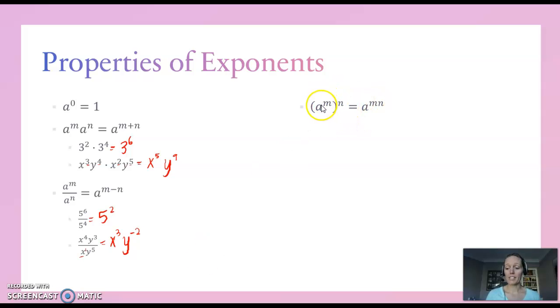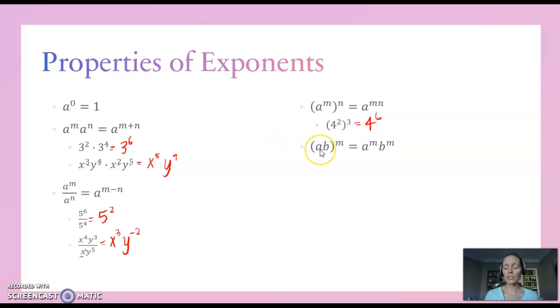The next rule here says that if we have an exponent that's being raised to another exponent, it looks like multiplication, and that's exactly what we do with the exponents. We multiply them together. So in this example where I have 4 squared that is to the power of 3, I multiply the exponents together to give me 4 to the power of 6.